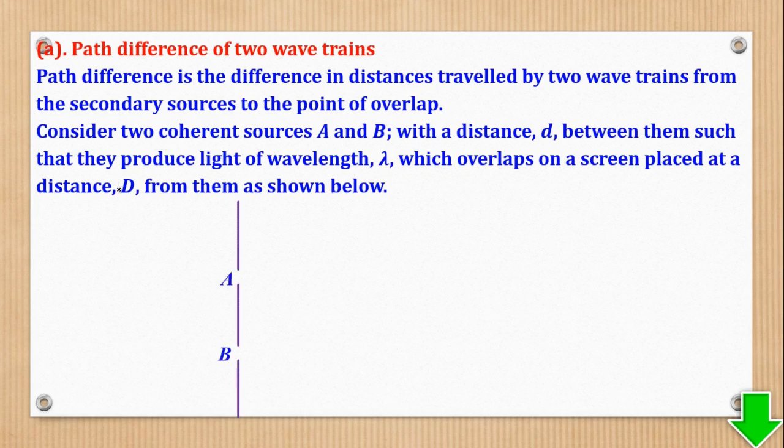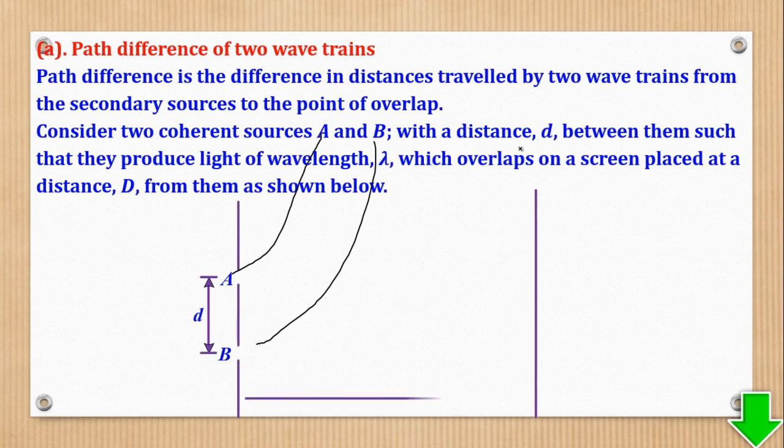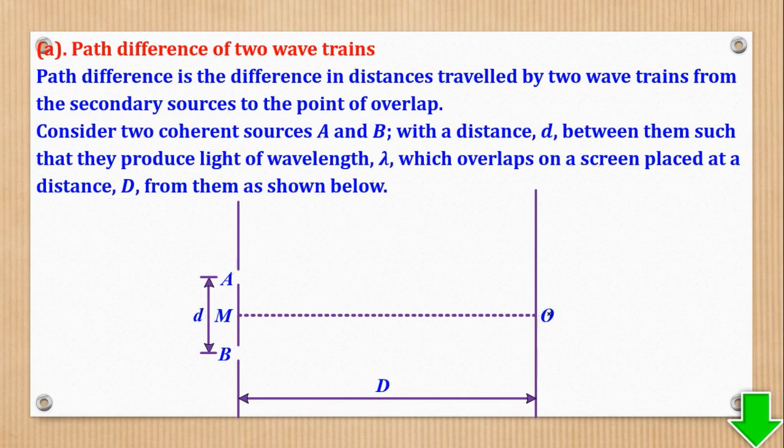So you have, they said they want two coherent sources. This is source A and this is source B, separated by distance d. That is why you see here small d. And they said there is a screen which is placed at distance capital D from the source. That is why you see here capital D from the source. And this is like the midpoint of the two slits. When you draw a straight line, it reaches point O.